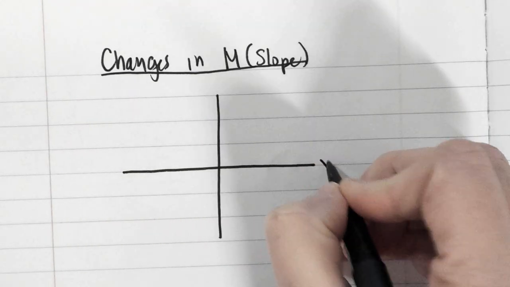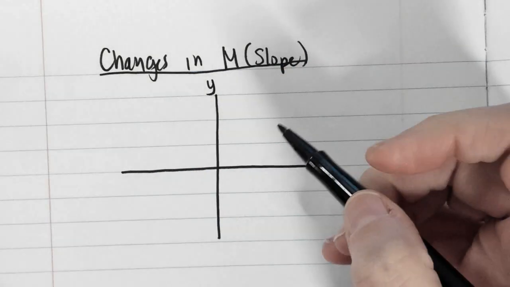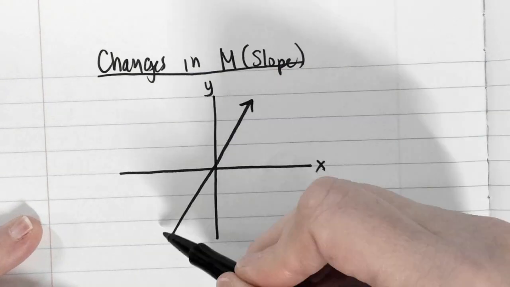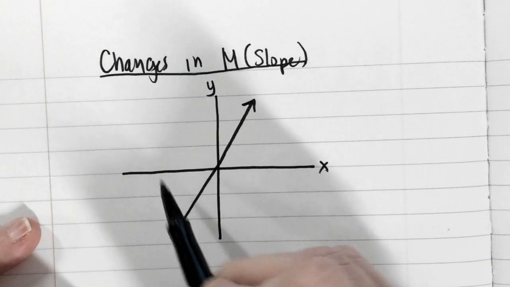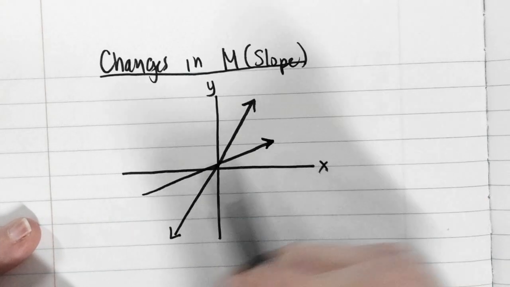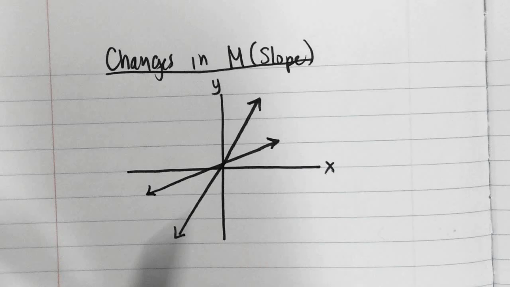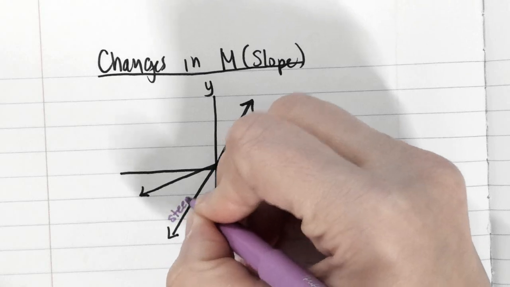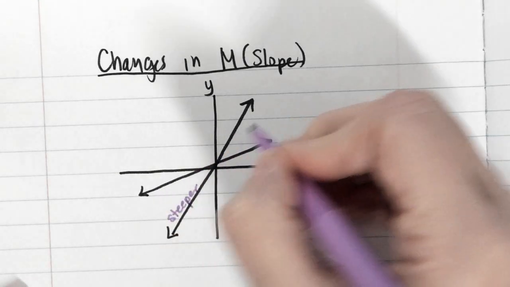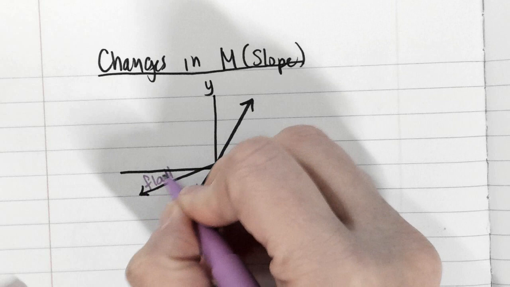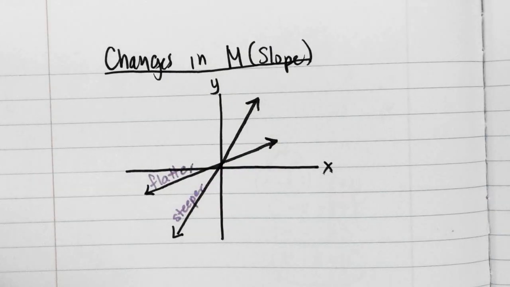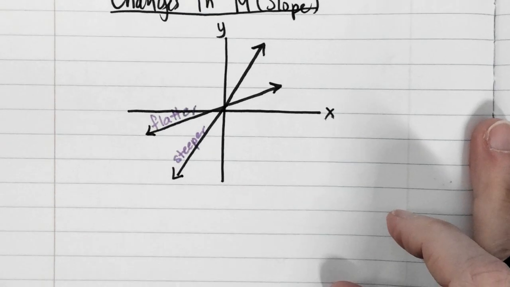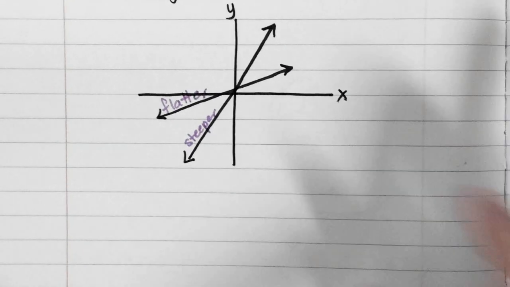First of all, I want you to just draw a small graph. Here's my X and here's my Y. And just draw me 2 lines, okay? One that's steeper and one that's flatter. Okay, and we're going to label those. So I'm going to say that this one is steeper and this one is flatter.